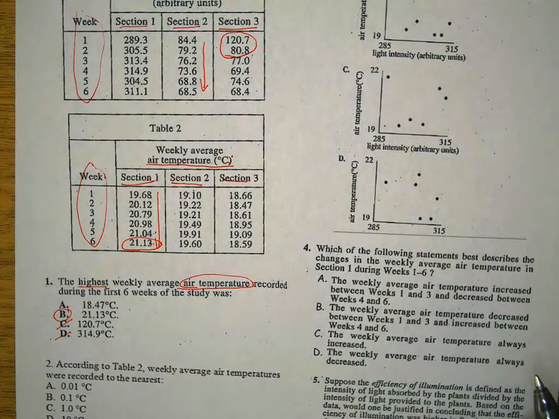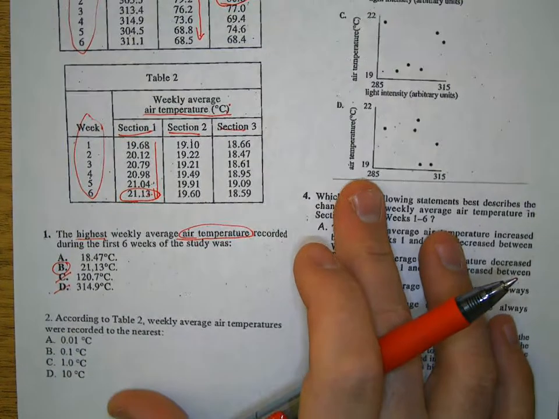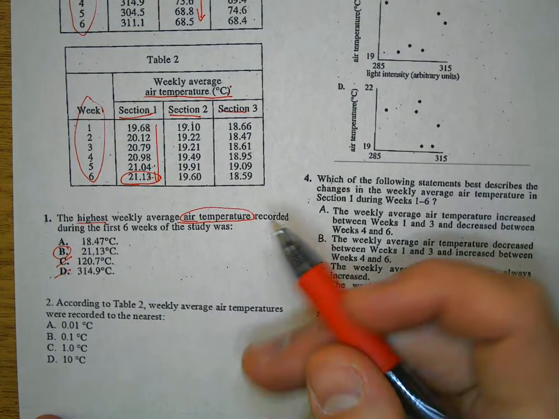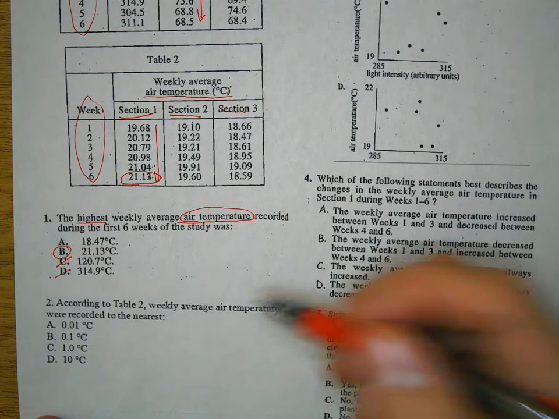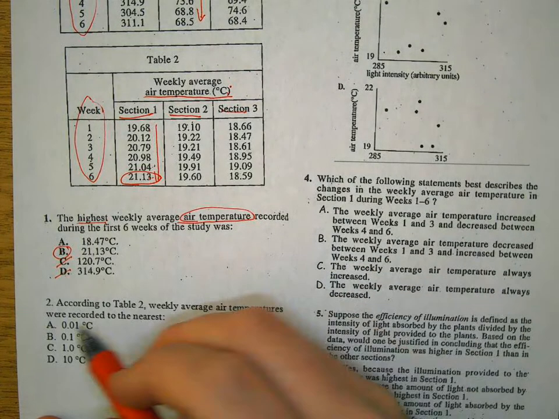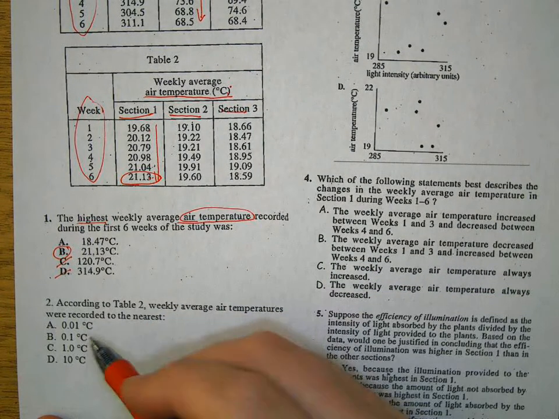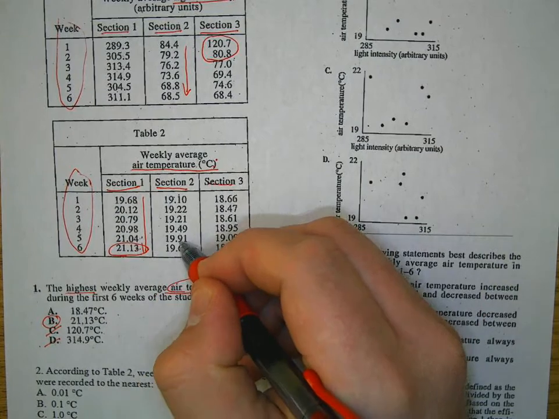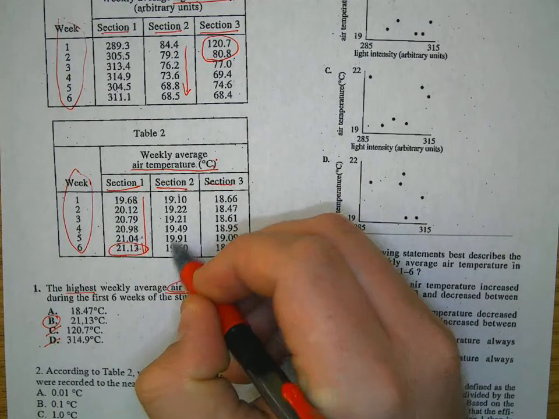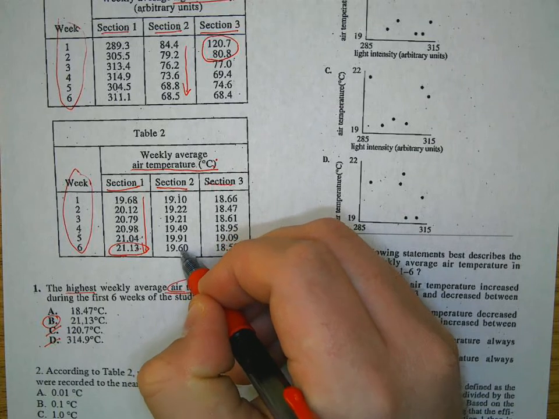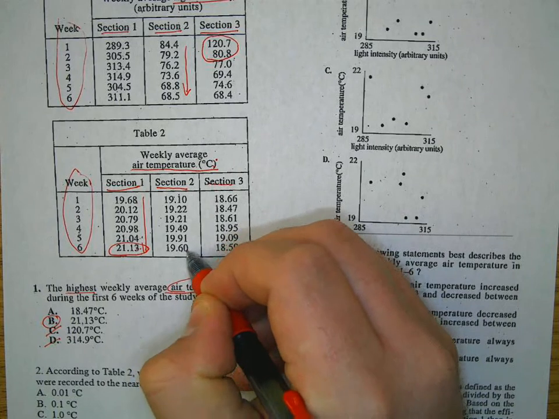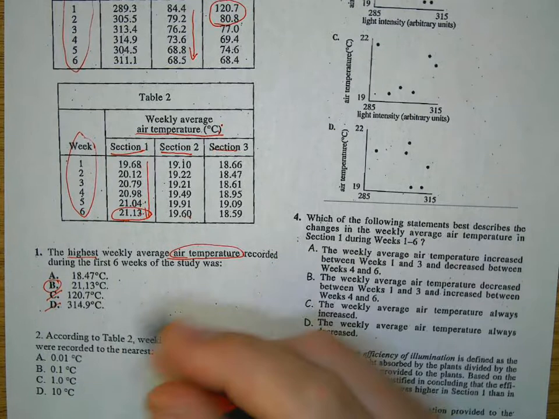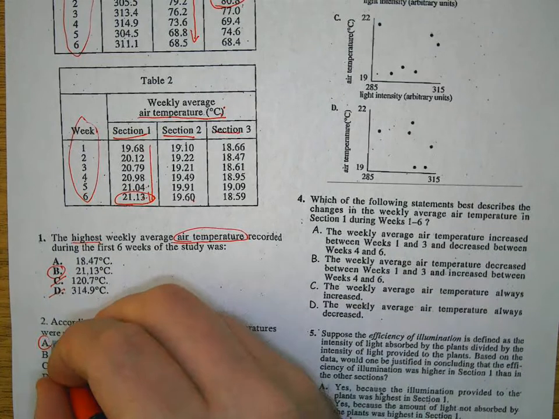Let's look at question number 2. According to table 2, weekly average air temperatures. We're still looking at temperatures. That's table 2. They're recorded to the nearest what? So let's look back at our chart. There's the tens place, the ones place, the tenths place, and the hundredths place. So the nearest 0.01 degrees is our answer. That's A. Let's look at question number 3.